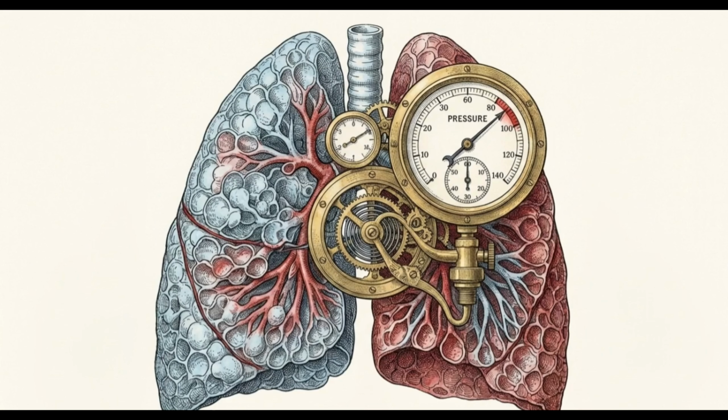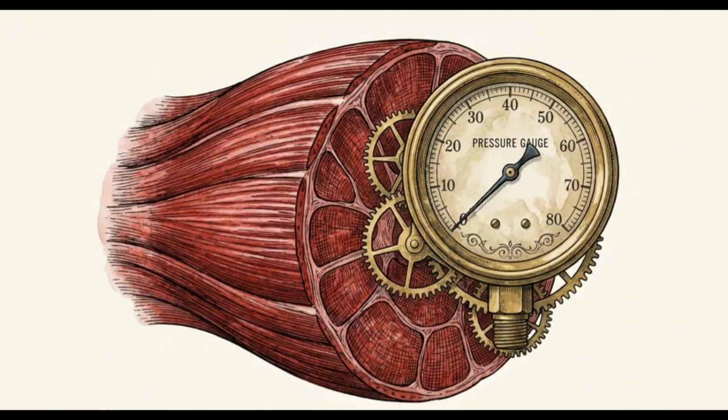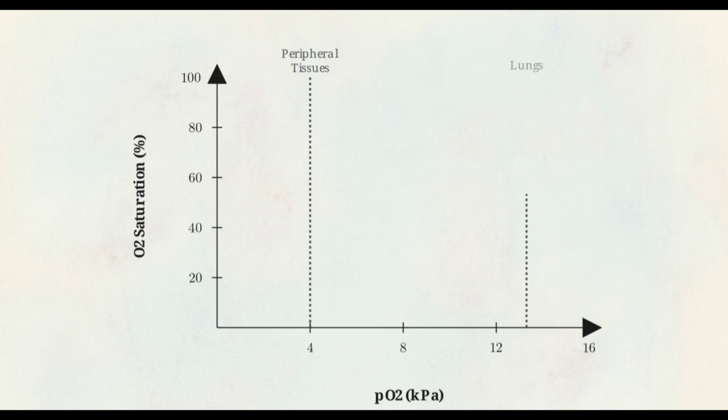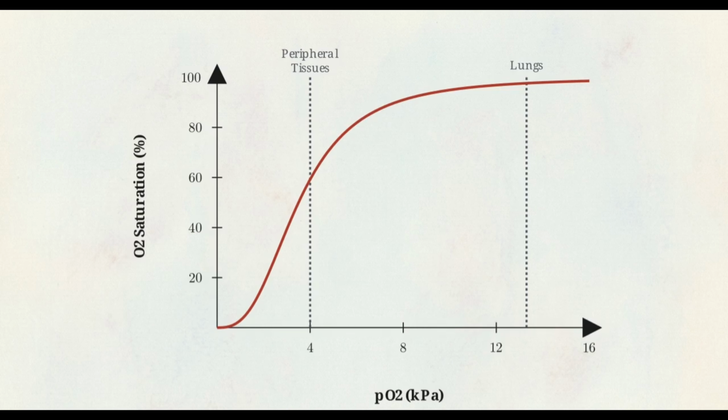Physiological transport happens across two extremes. In the lungs, the partial pressure of oxygen is high, around 13.3 kilopascals. In peripheral tissues, that pressure drops to about 4 kilopascals. These requirements are satisfied by a sigmoid, or S-shaped, binding curve. This graph maps the partial pressure of oxygen against the percentage of occupied binding sites. This contrasts with the hyperbolic curve of myoglobin, which remains nearly flat across both pressure zones.